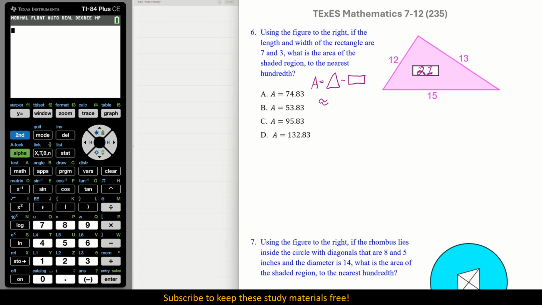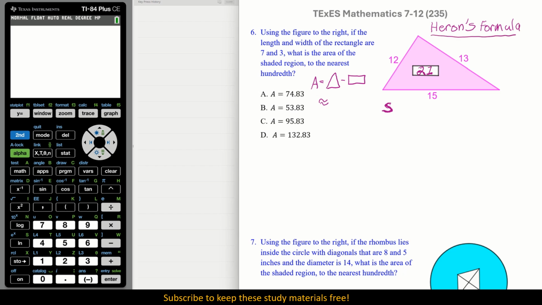So we need s. And if you don't remember what this is, look it up. Here, I'll write that down for you. Let me write that up here. That is Heron's formula.